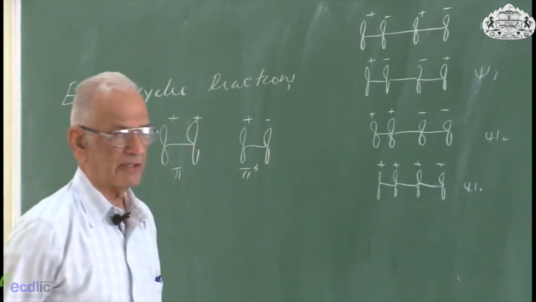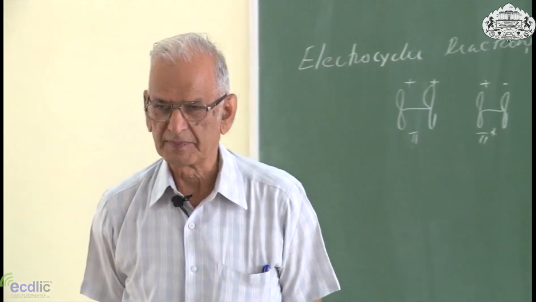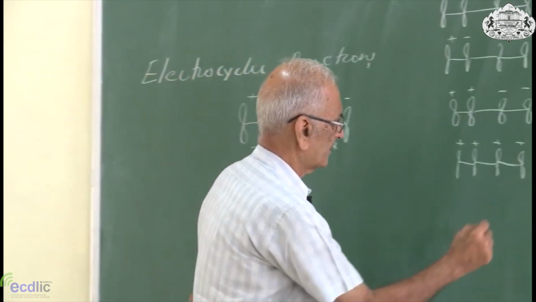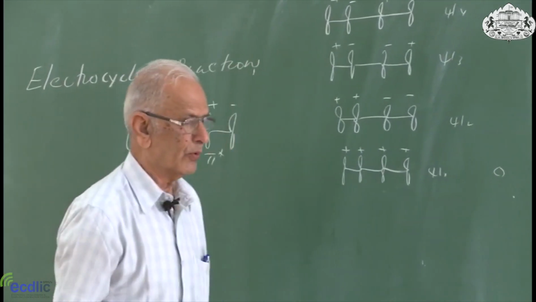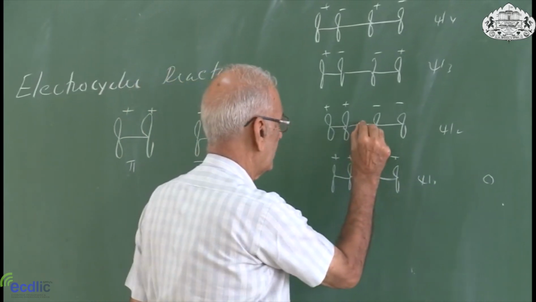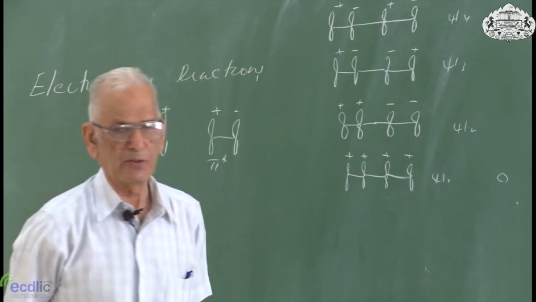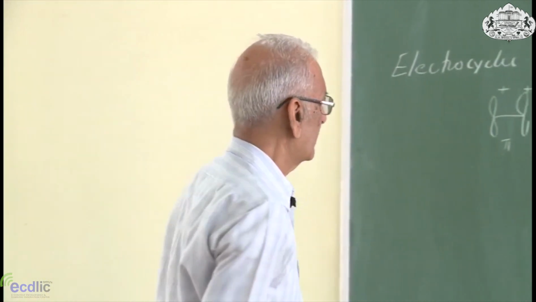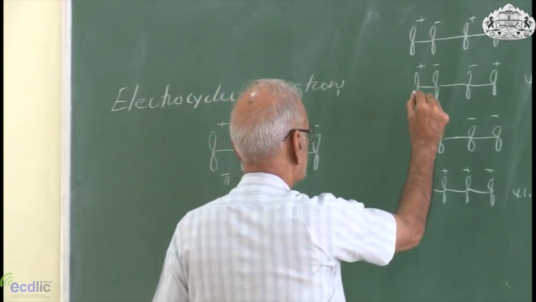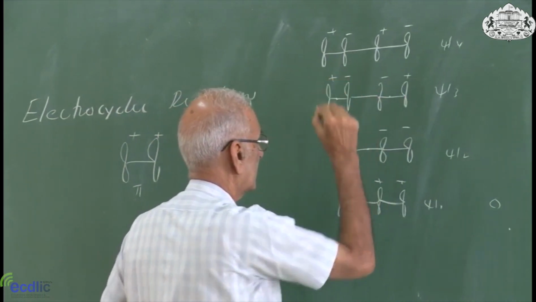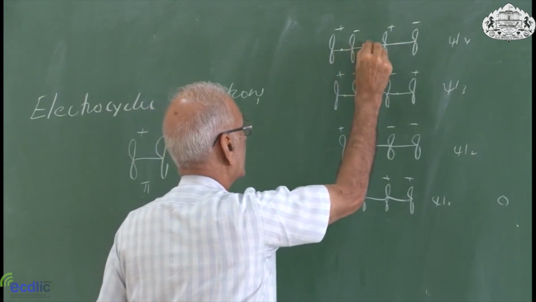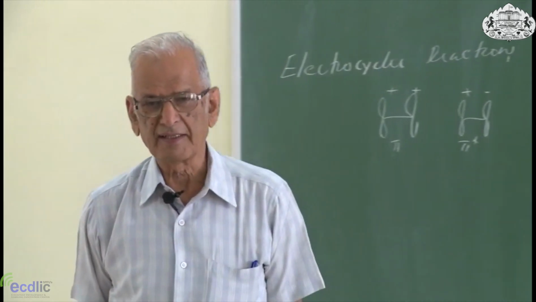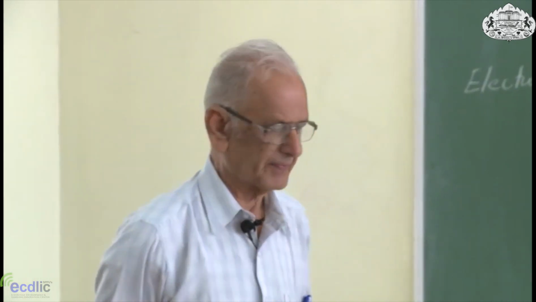Finally, we had introduced the concept of nodes. In your orbital of lowest energy, there is no node. In your second orbital, there is one node. A node is a position where you have a sign change. In your third orbital, there will be 2 nodes, and in your fourth orbital, there will be 3 nodes. In your 100th orbital, there will be 99 nodes. Okay.